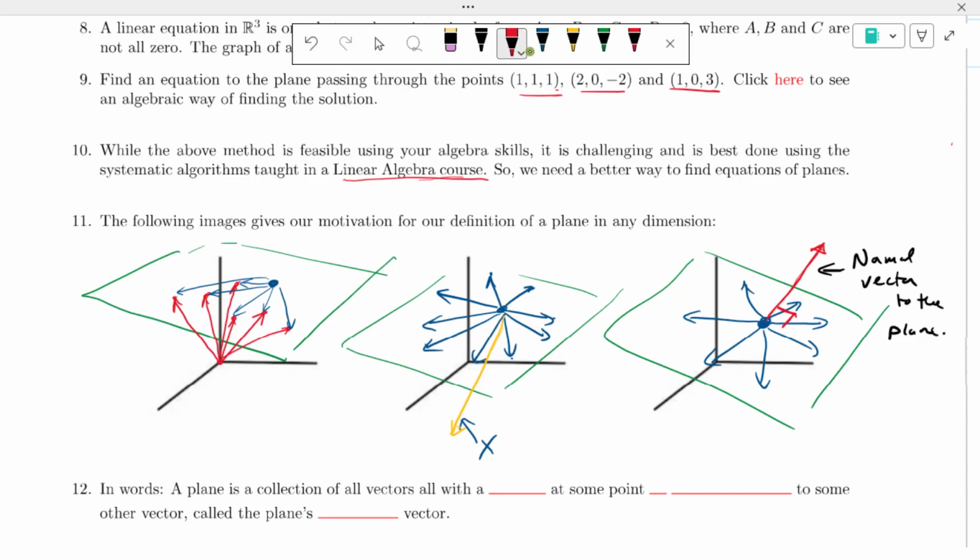So let's go ahead and give this new definition. A plane is a collection of all vectors, all with a tail at some point, maybe we call that point P naught, orthogonal to some other vector called the plane's normal vector. That's our definition of a plane.